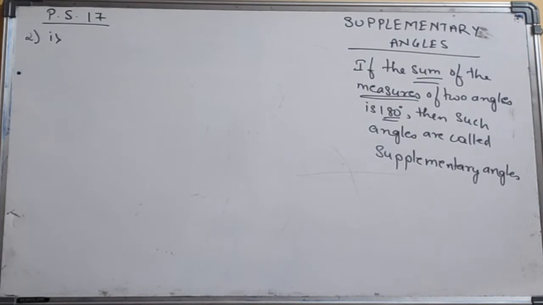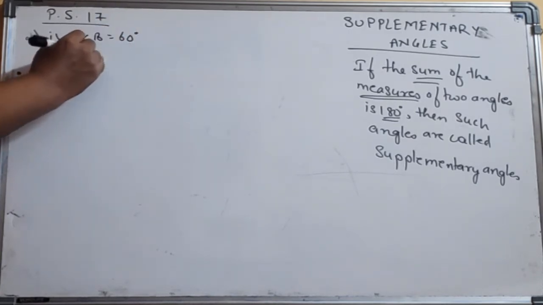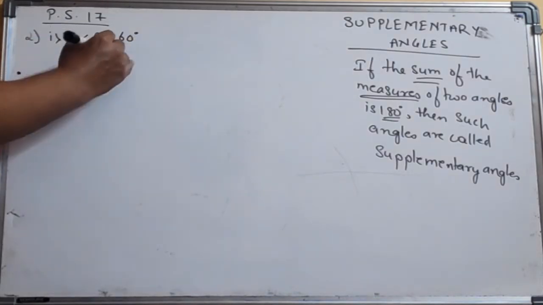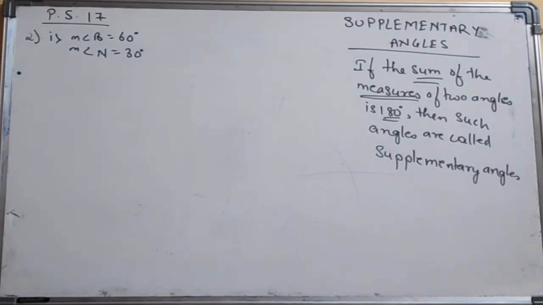Now we will check: the measure of angle B is 60 degrees and the measure of angle N is 30 degrees. Now what do we mean by complementary angles? Complementary angles means the sum of the measures should be 90 degrees, and supplementary means the sum should be 180 degrees. So what we are going to do is add the measures of the two angles.